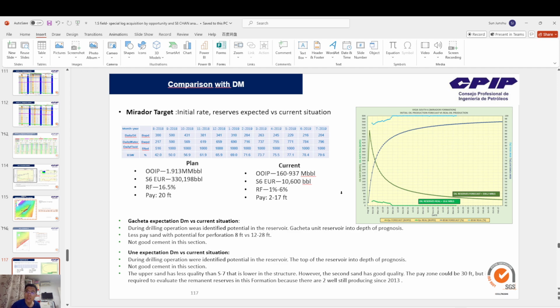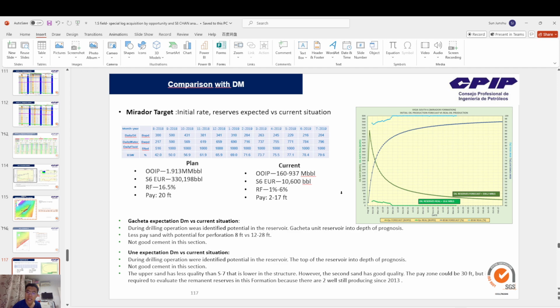During drilling operation, potential was identified in the Gogeta reservoir. Pay sand with potential for perforation, 8 feet. Not good cement in the section. Uni: during drilling operation, potential was identified in Uni, at the top of the reservoir, at the depth of prognosis. Not good cement in this section.